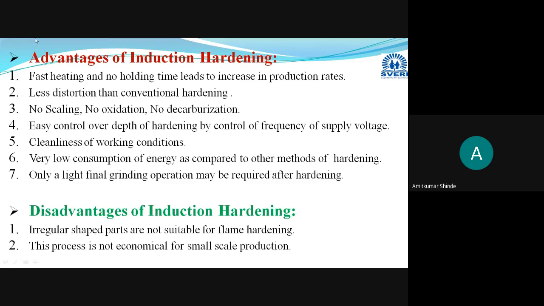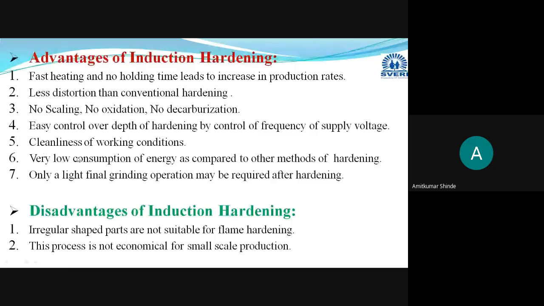Then you can very easily control the depth of hardening by changing the frequency of that supply. You can change the alternating current's frequency, and by changing that you can control the depth of hardening very easily. This is the induction hardening. Then these are the common points for flame hardening and induction hardening: cleanliness of working condition, very low consumption of energy as compared to other processes, and only a light final grinding operation will be required, and in some cases it is not required at all.